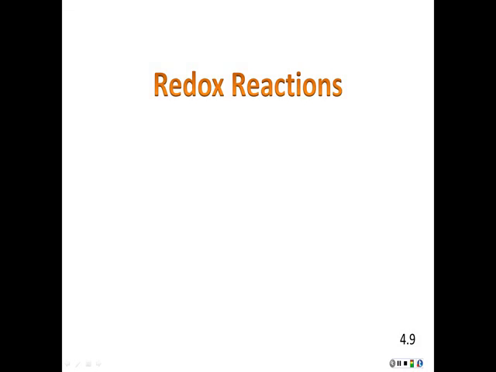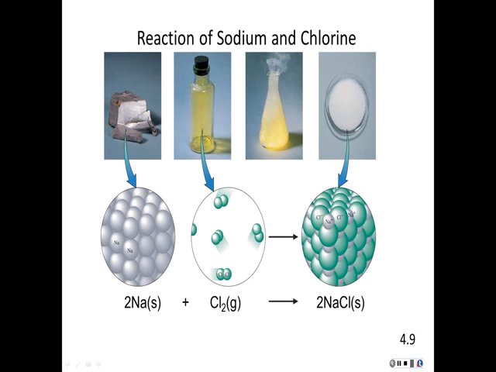Okay, the next topic in Chapter 4 is redox reactions. Now here's an example of one. We have some sodium metal. You can see the sodium metal over here, a nice silvery looking metal made up of sodium atoms.